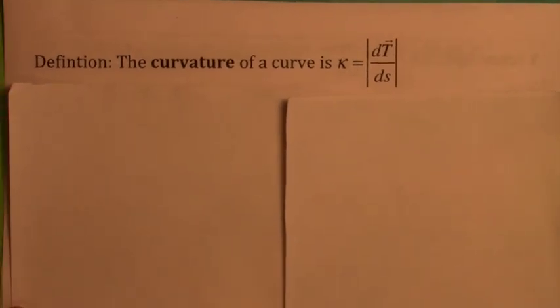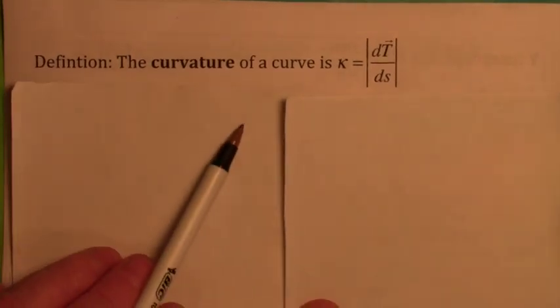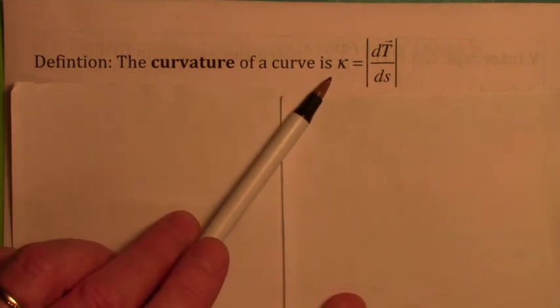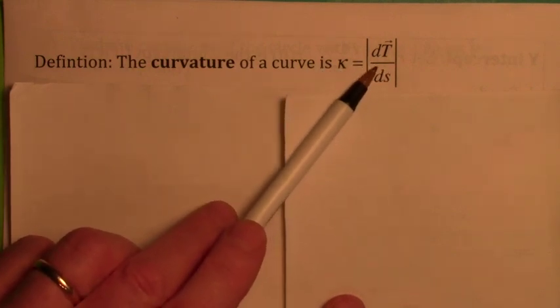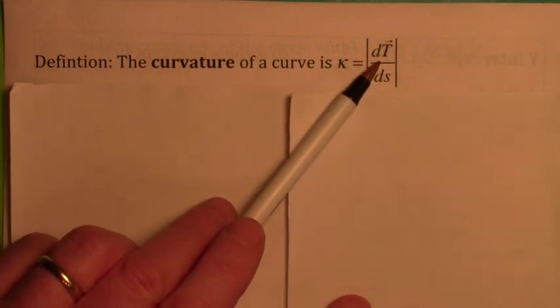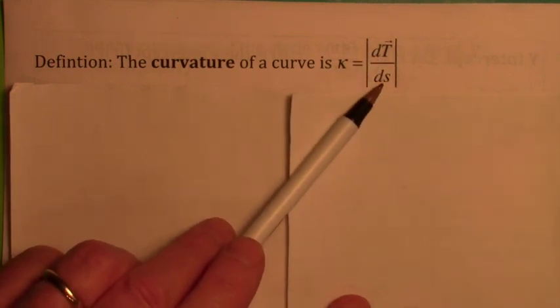Okay, let's define the curvature now. The curvature of a vector function is a measure of how much the curve is bending as you move along the curve. Specifically, it's the magnitude of the rate of change of the unit tangent vector with respect to arc length.